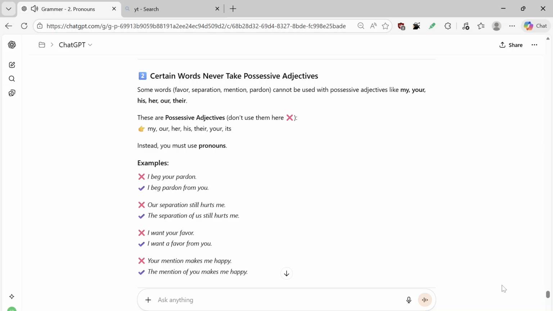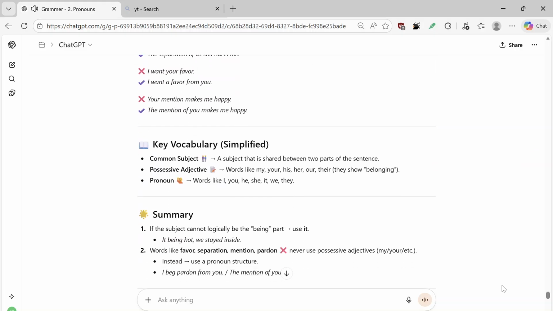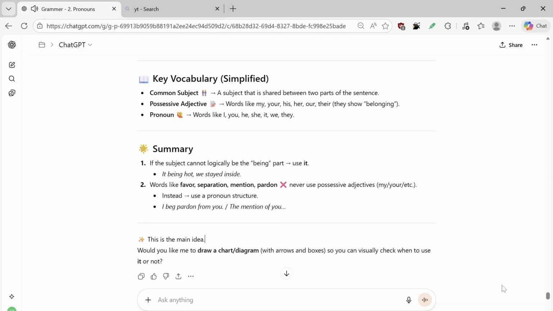Key vocabulary simplified. Common subject: a subject that is shared between two parts of the sentence. Possessive adjective: words like my, your, his, her, our, their; they show belonging. Pronoun: words like I, you, he, she, it, we, they. Summary. 1. If the subject cannot logically be the being part, use it. It being hot, we stayed inside.